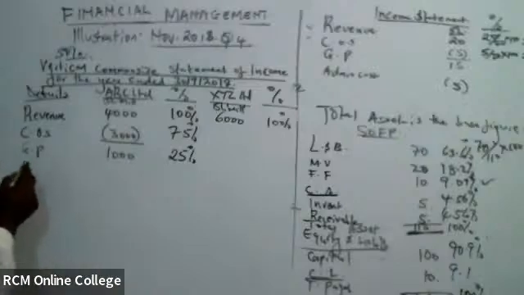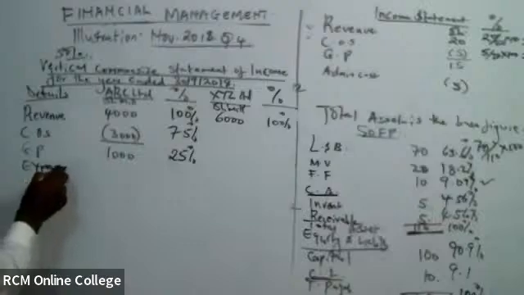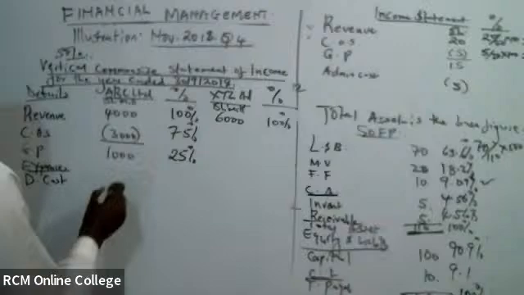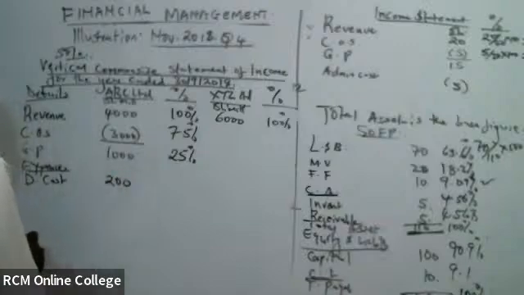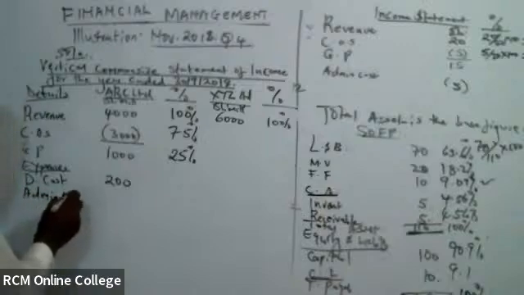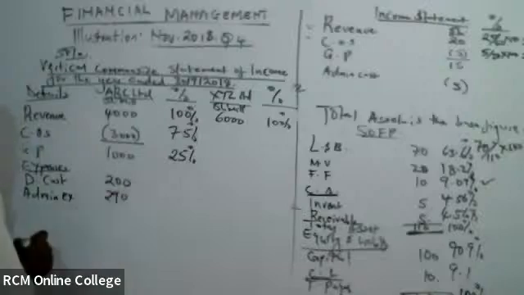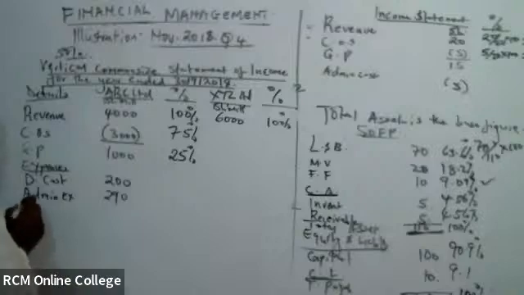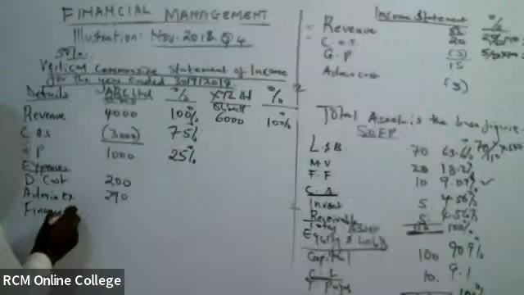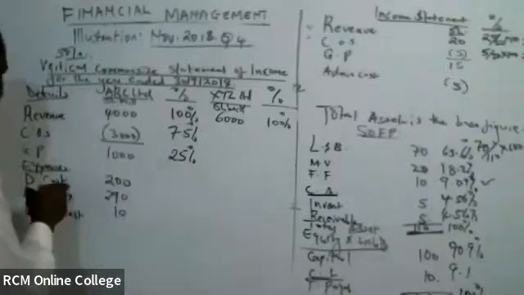Then we move to expenses. We have some expenses here. The first expense is distribution cost. For our distribution cost, class, we are having 200. I just put them below here. Admin expenses 90. And then we have the other one, which is finance cost, 10.